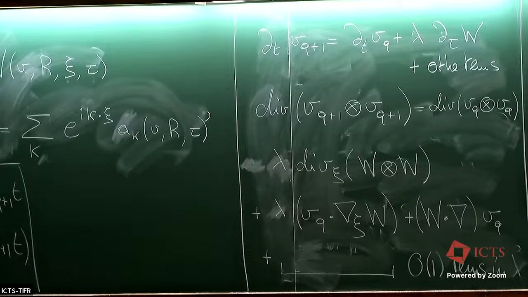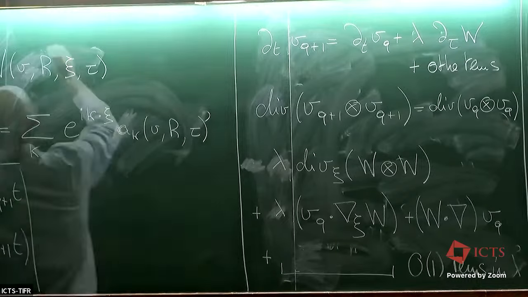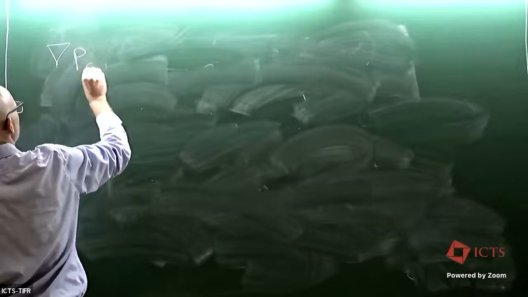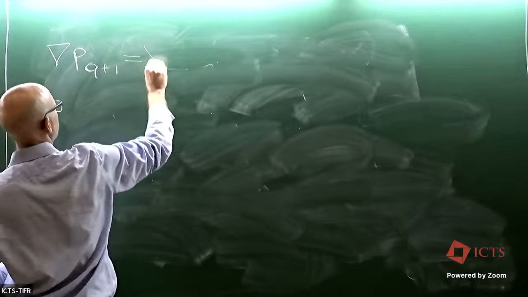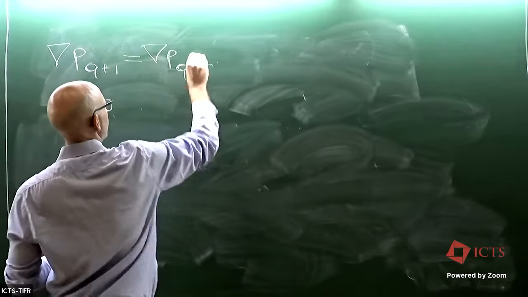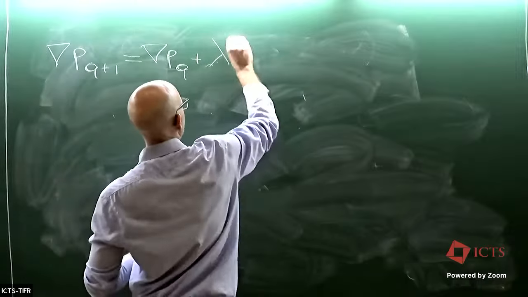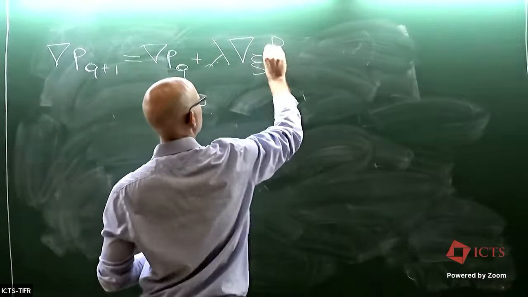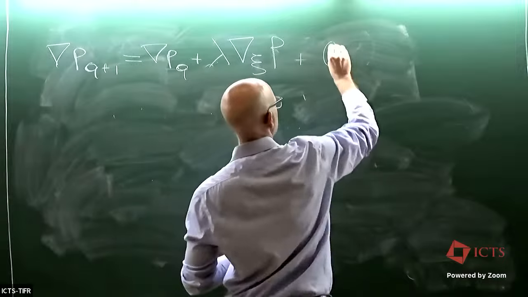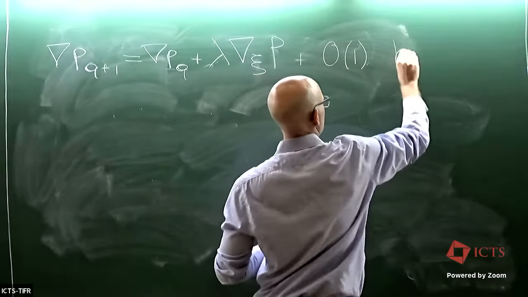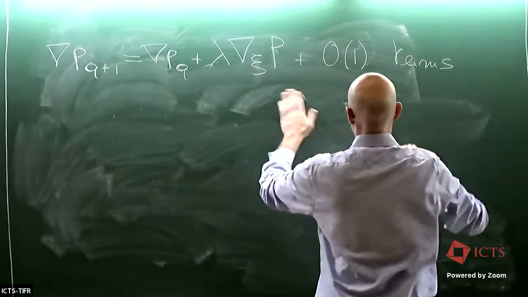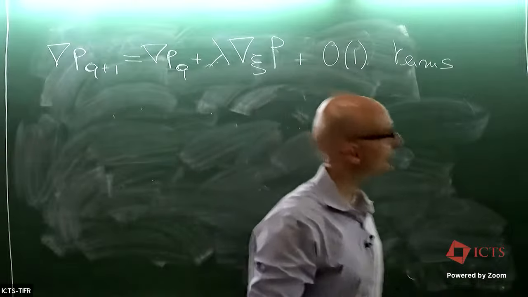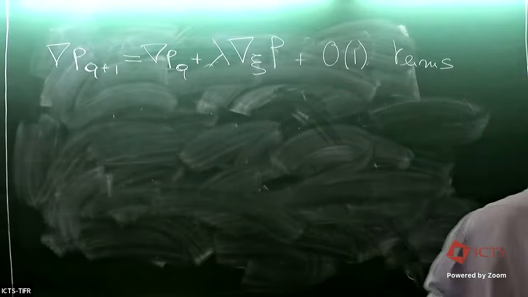So I want to compute the same thing for the pressure, but you will see the pressure does not have nonlinearities, so the gradient of p_{q+1} is going to be the gradient of p_q. Then there is a lambda times the gradient of psi of the big function P, and then there are O(1) terms. Okay, so now let me put everything together.